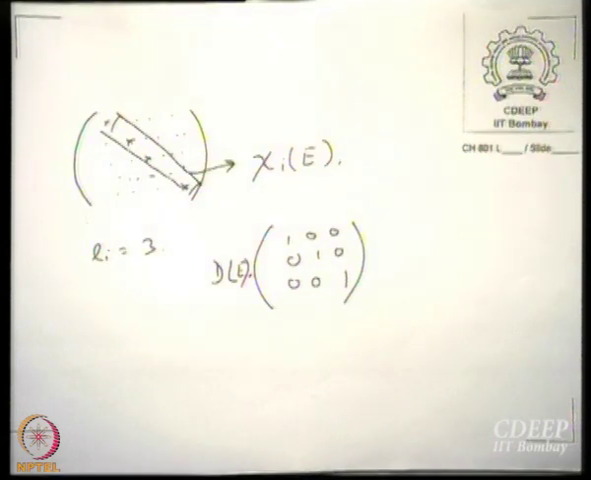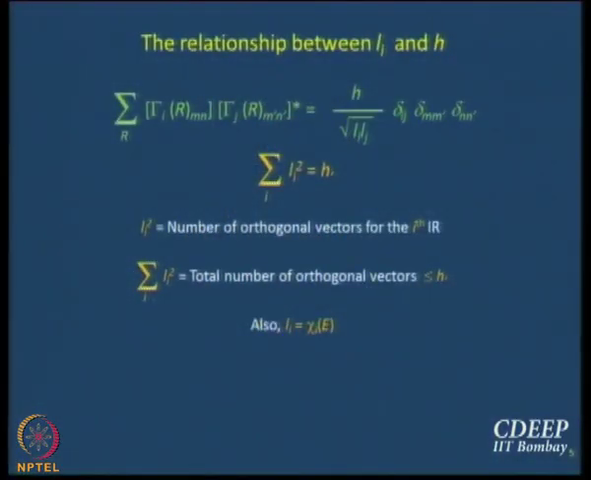So, if Li is equal to chi I E, then what can I write? If Li equal to chi I E, and you already know this relationship, sum over I Li square equal to H, so just substitute there, and this is what I will write, very simple. Chi e square equal to h, fine. So, that is our working relationship number 1.